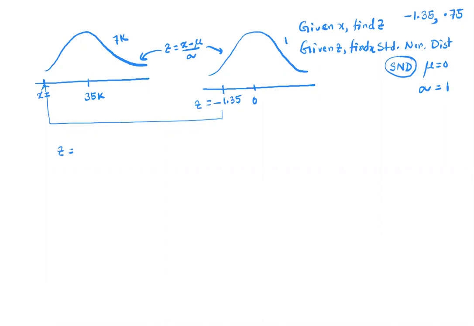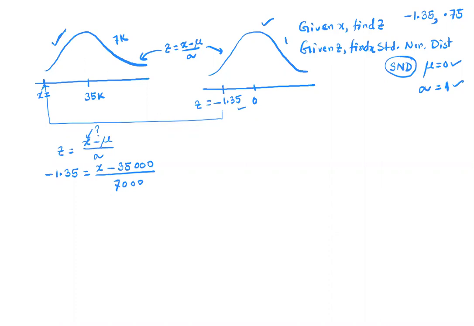X represents any arbitrary normal distribution, and Z represents the standard normal distribution with a mean of 0 and standard deviation of 1. So Z is equal to (X minus mu) over sigma. Remember, this time you are given Z, so Z is negative 1.35, and X is what we are looking for. So it's X minus mu, where mu is 35,000, divided by sigma, which is 7,000.